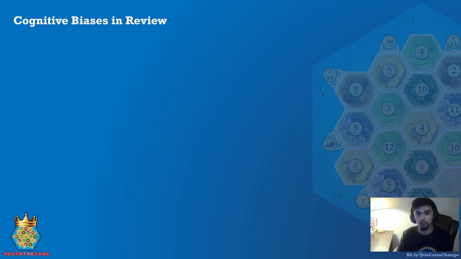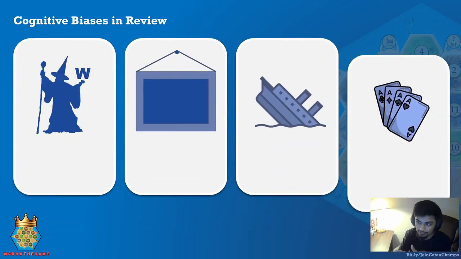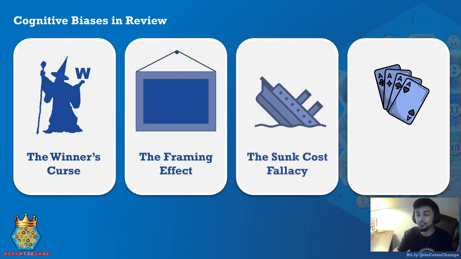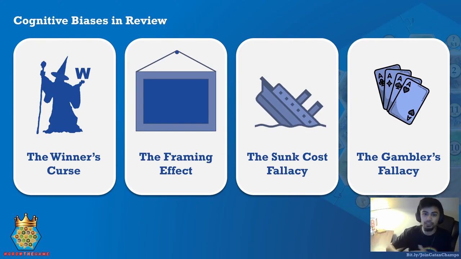All right, so we're going to be touching on 4 different biases today. First one is the winner's curse. Second, the framing effect. Third, the sunk cost fallacy. And fourth, the gambler's fallacy. Honestly, these are all great. It could be like 3 to 4 videos in itself, but we're going to use this session to touch on it at a high level, and we can use it as spurring a discussion with you all.